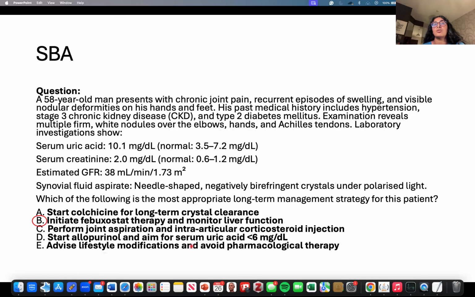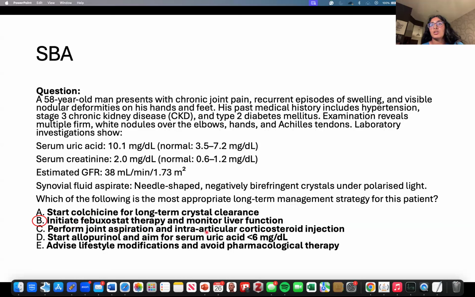So start colchicine. Colchicine affects how your neutrophils work. It prevents the formation of microtubules in your neutrophils, so it's anti-inflammatory. Renally excreted, so not safe to use in CKD. Febuxostat is a xanthine inhibitor. So it's a good one for long-term management.